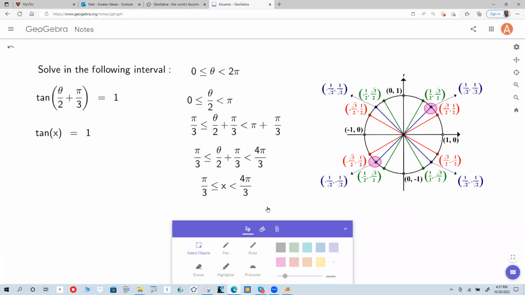Now, this tells me x has to be in this range, pi over 3 and 4 pi over 3. Pi over 3 starts here. Pi over 3 is actually 60 degrees, and 4 pi over 3 is 240. It ends here. And this is very important, guys. In the given range, there is only one solution, and this one is the solution.